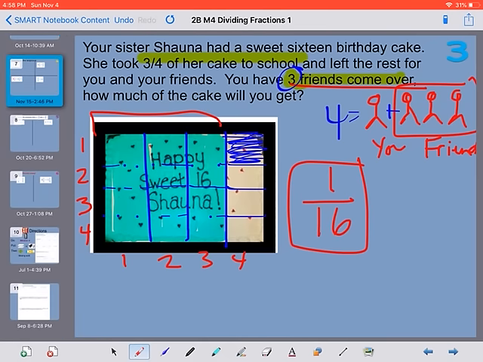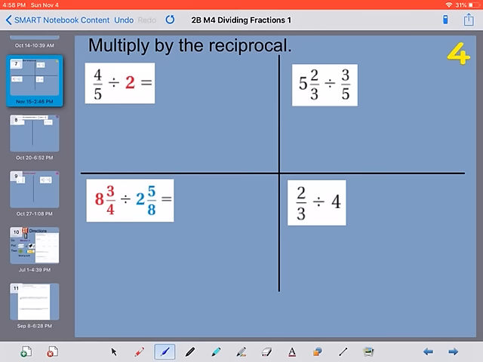Let's practice dividing a little bit more. Remember, we are multiplying by the reciprocal. Keep, flip, and change in the middle. So 4/5, we keep that as 4/5.